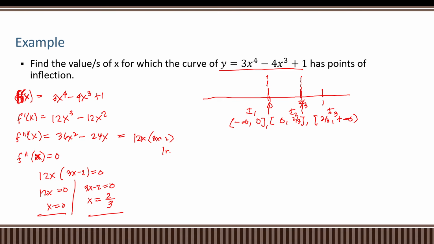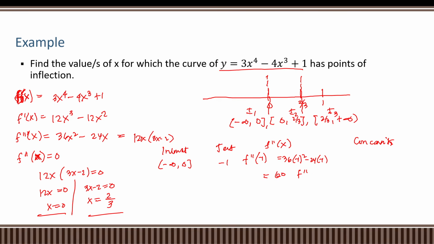Using the table here: interval, test value, second derivative, and concavity. The first interval is negative infinity to 0. The test value is negative 1. So the second derivative at negative 1 is equal to 36 times negative 1 squared minus 24 times negative 1. That is equal to 60. So the second derivative is greater than 0. Therefore this is concave up.